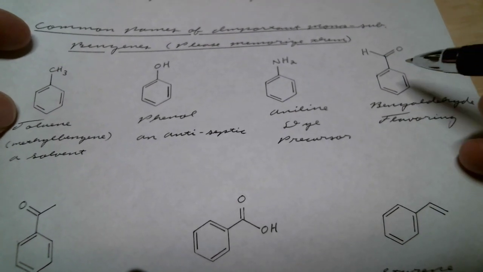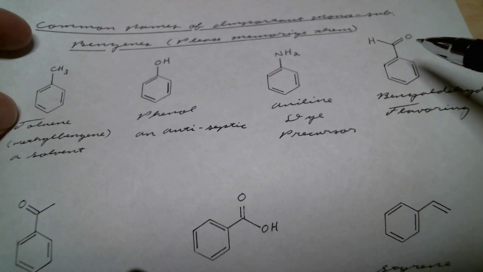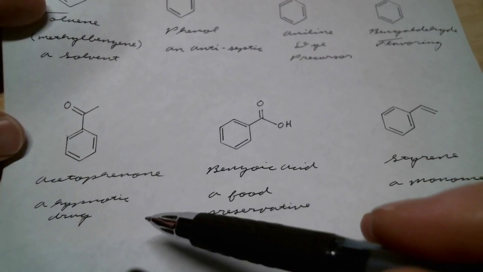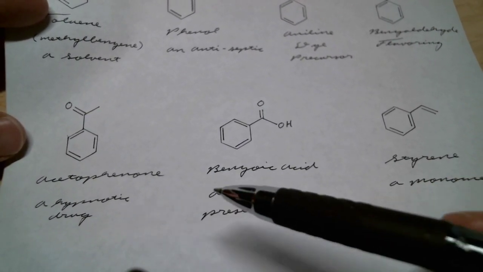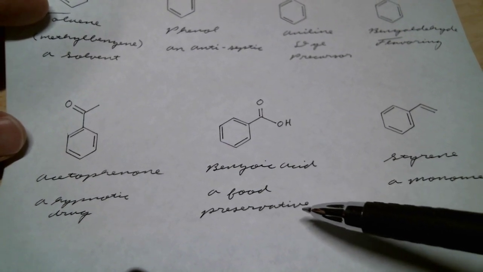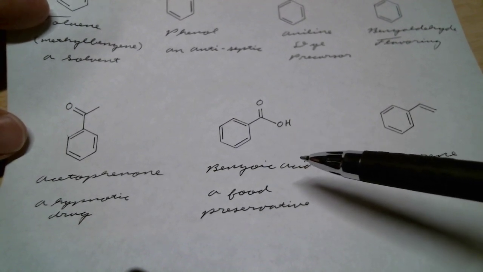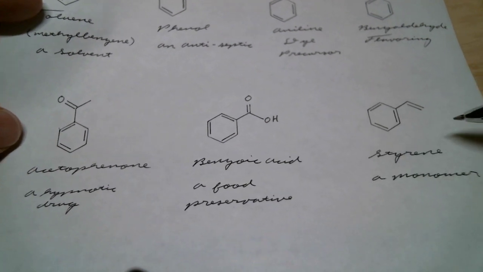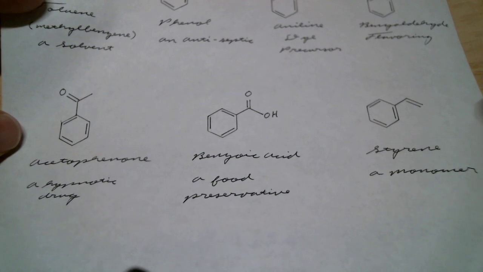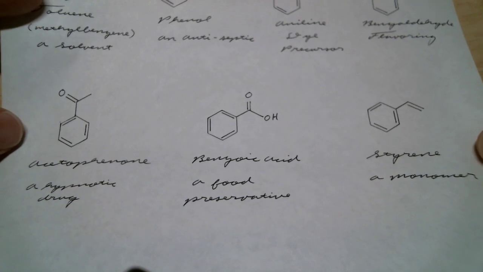Here's benzaldehyde, which is a very potent flavoring agent. So we've got an aldehyde group attached directly to our benzene ring. Here's acetophenone, which is a hypnotic drug. There's benzoic acid, which is used as a food preservative. Sometimes you look at your processed foods and you see a lot of the sodium salt of benzoic acid, so sodium benzoate. Here's styrene, which of course is a monomer for polystyrene. Those interesting insulating polymers that dissolve easily in acetone.